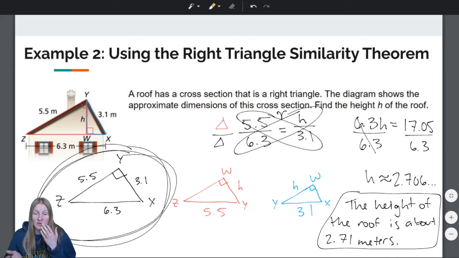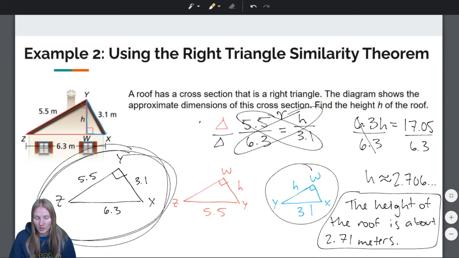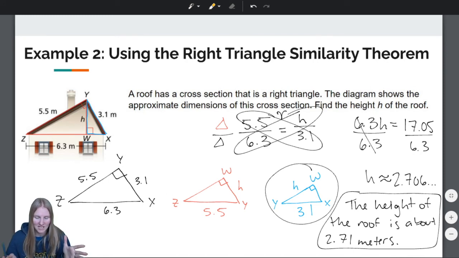And then we picked whichever one we wanted. We picked the red one. We put red on top, black on the bottom. We could easily have picked the blue triangle and put blue on top, black on bottom, or black on top, red on the bottom, whatever you want. And then we cross-multiplied and we solved for h, just like we did in sections 8.1 and 8.3 in chapter 8 with our similar figures.